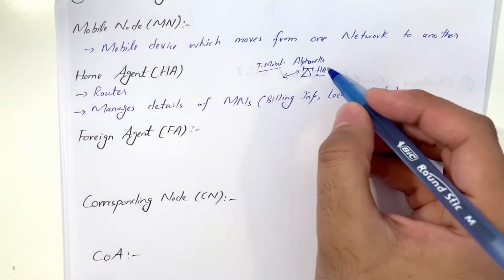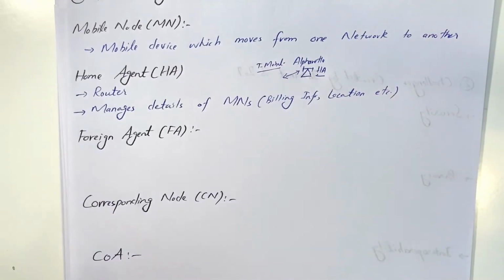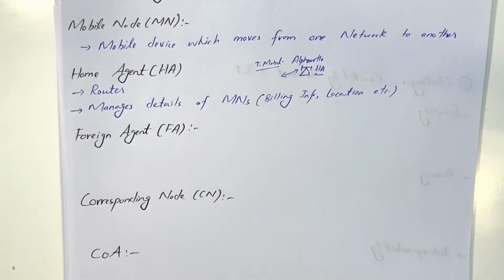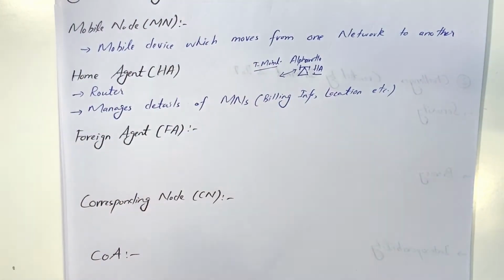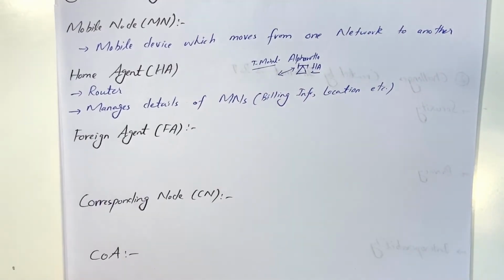If you move to another area, then the home agent will be in contact with that area to find your location and all. So the home agent is your home router, in fact, the router your connection belongs to. Next is the foreign agent.